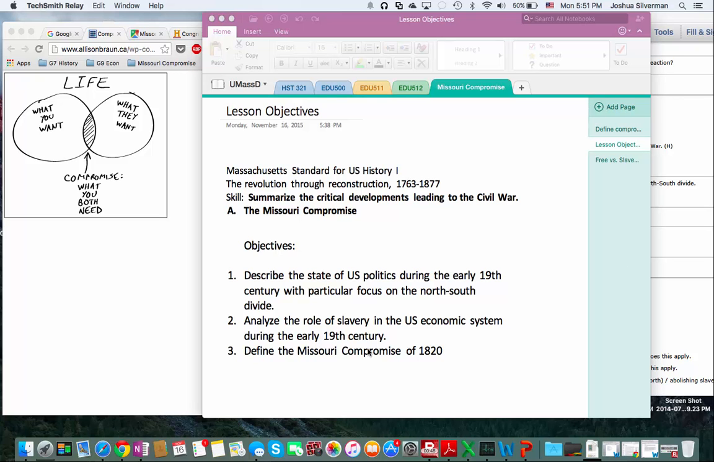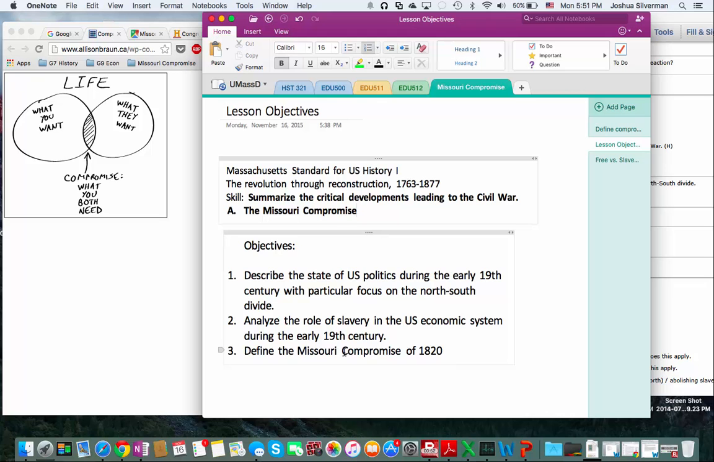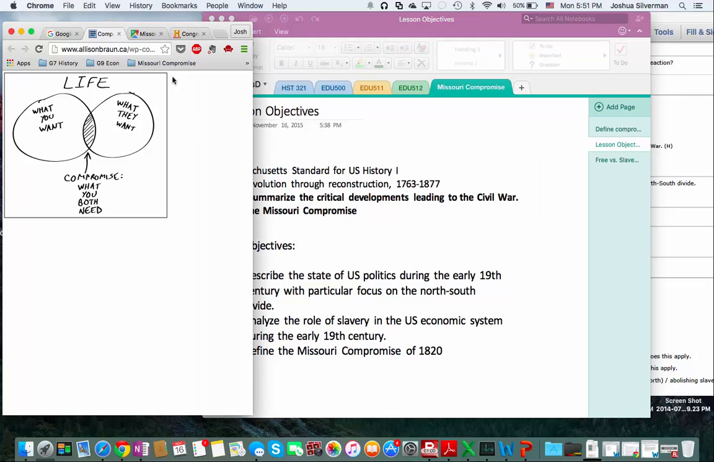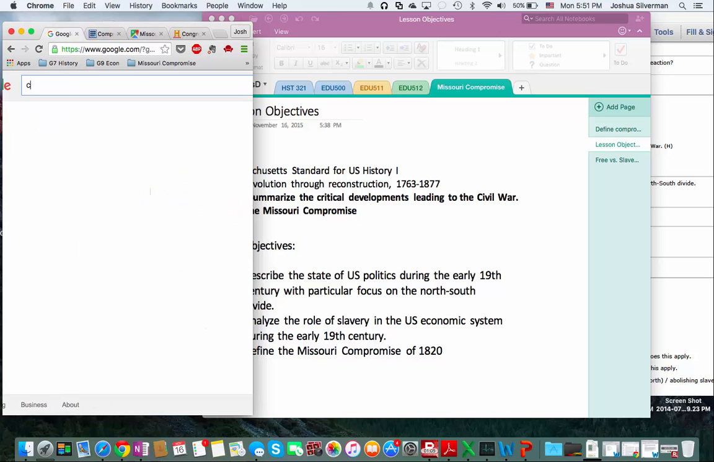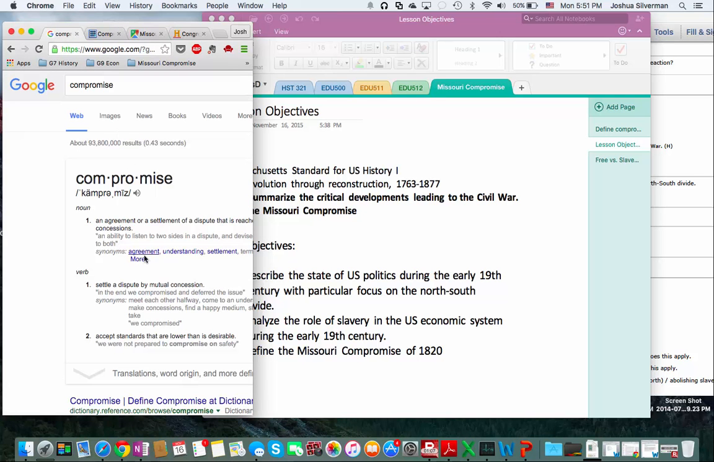Let's first look at the vocabulary. We have two words, Missouri and compromise. We know Missouri is a place, it's one of our 50 states. Compromise, well, let's look that up on Google. So I'm going to come over here and type it into the search engine. Compromise. Let's see what we get.